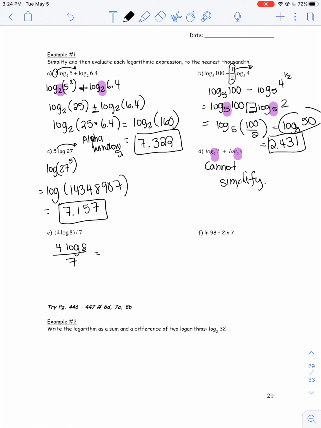In this example, I'm going to rewrite it by writing 4 log of 8 divided by 7 first. Then I'll bring that 7 in front and write it as 4 over 7 log of 8. That still means the same thing. I write it like that because then, using the power rule, I can bring that up: log of 8 to the power of 4 over 7. In my calculator, I can evaluate this part right here. So what is 8 to the power of 4 over 7? That would be 3.28.